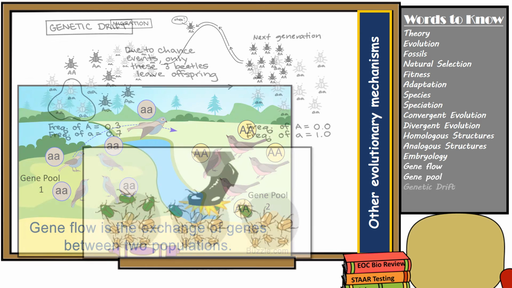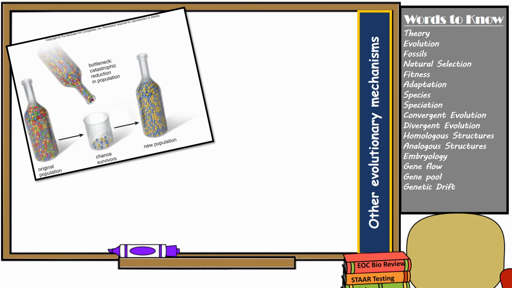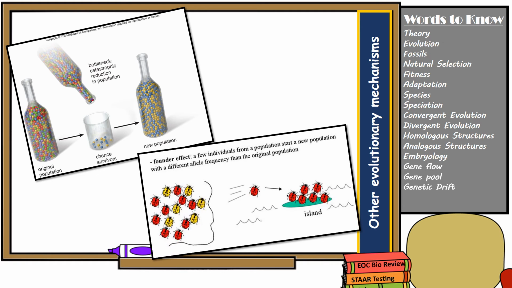Now, genetic drift is a random change in allele frequencies that occurs in a small population under two special conditions. The first is the bottleneck effect, which occurs when a population suddenly gets much smaller, for example when a natural disaster such as a forest fire takes place, and by chance, allele frequencies of the survivors may be different from those of the original population. The founder effect, on the other hand, occurs when a few individuals start, or found, a new population. By chance, allele frequencies of the founders may be different from allele frequencies of the population they left.